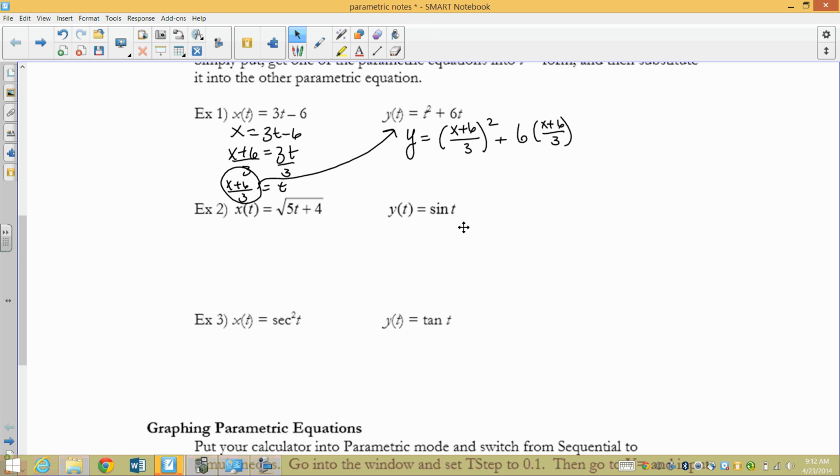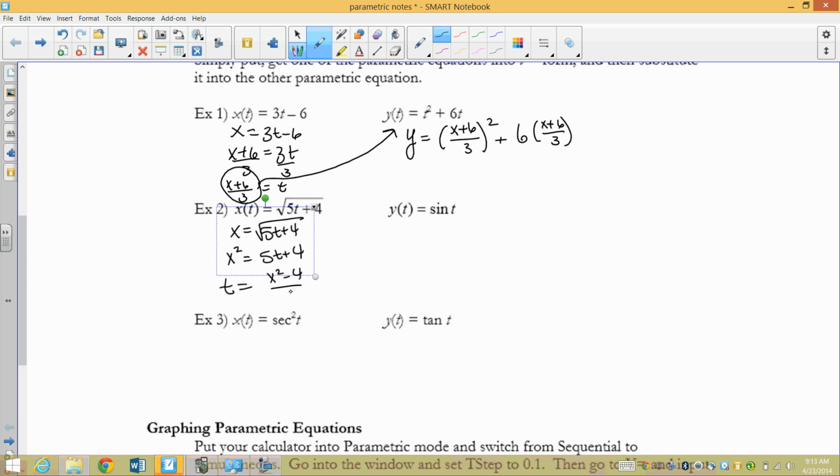If we come down here, I have x of t equals the square root of 5t plus 4, y of t equals sine t. Again, if we want to get this in rectangular mode, I want to eliminate the variable t. So if x equals the square root of 5t plus 4, then x squared is 5t plus 4. And long story short, t is going to equal (x squared minus 4) over 5. So y is the sine of (x squared minus 4) over 5.